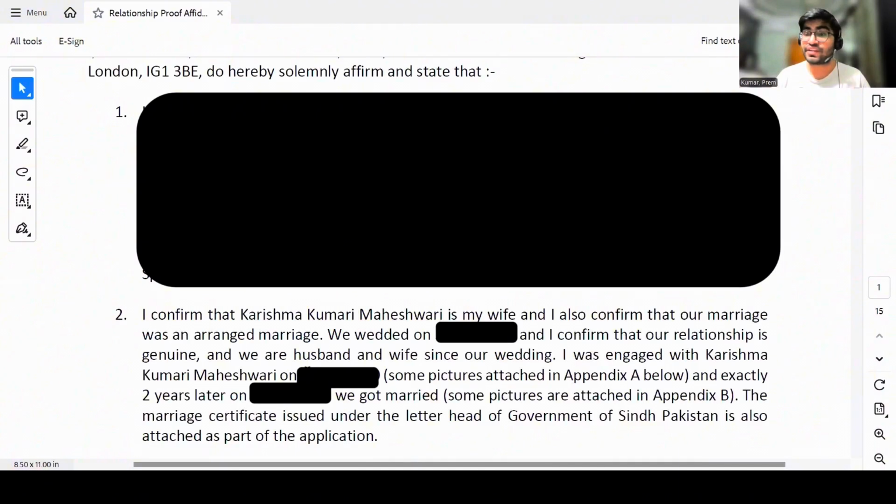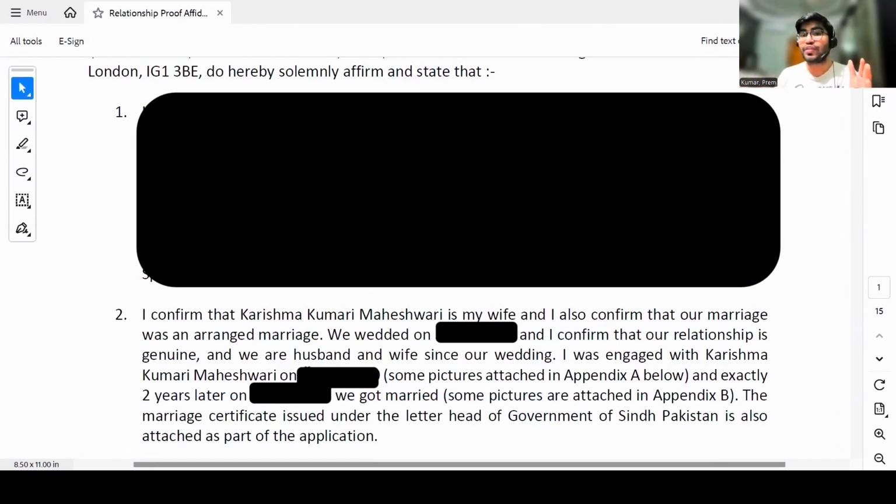The reason for showing Appendix A and B with all the pictures was just to show that we got married. It was an arranged marriage, as we talk about. The families are involved there. You can see them in the pictures. You can see each and every one. You can see our engagement. You can see our marriage. All the families there from both sides. So it's literally showing this is genuine. It's not a sham marriage. It's not a fake marriage.